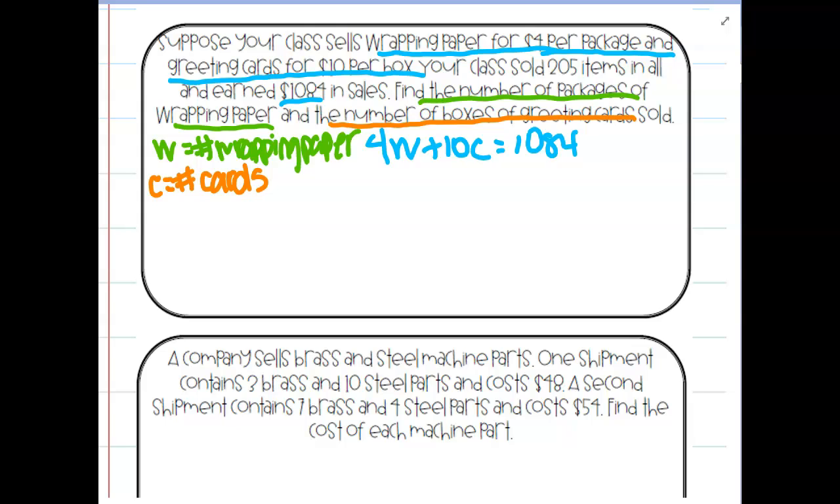The second equation has to deal with your class sold 205 items. 205 items. What kind of items did we sell? Wrapping paper and greeting cards. How much wrapping paper? We don't know. But what do I have to represent how much wrapping paper?